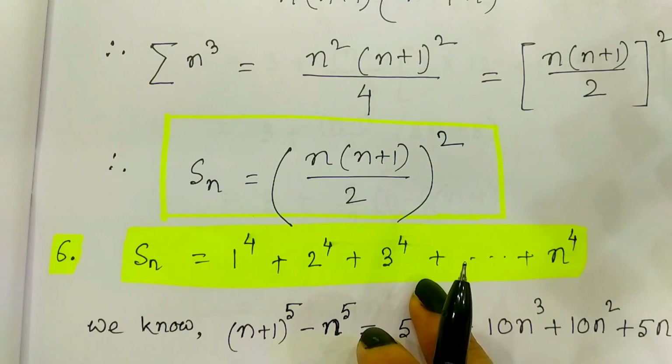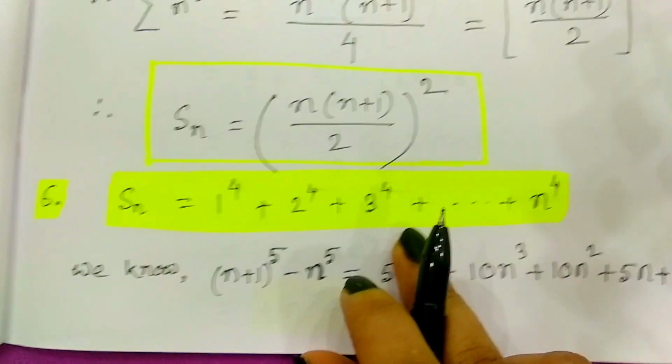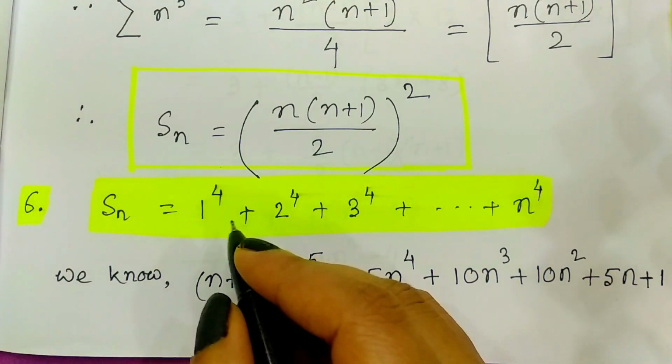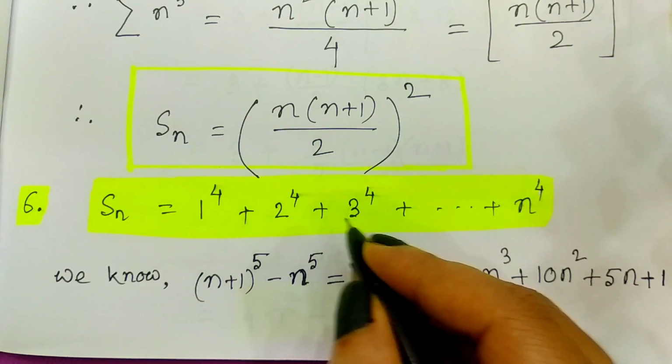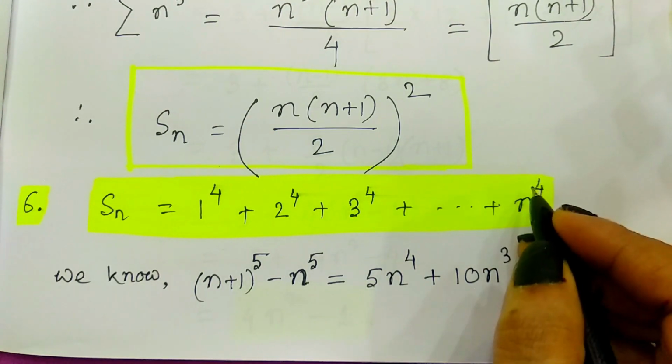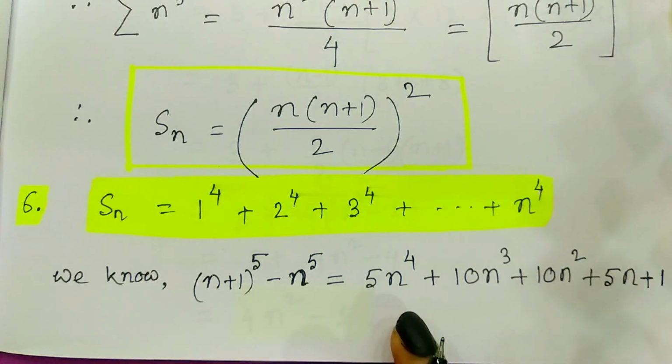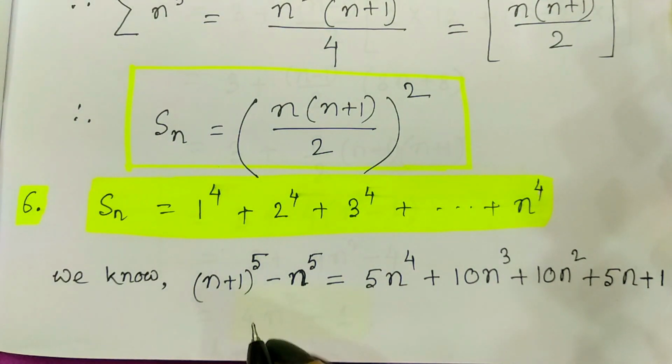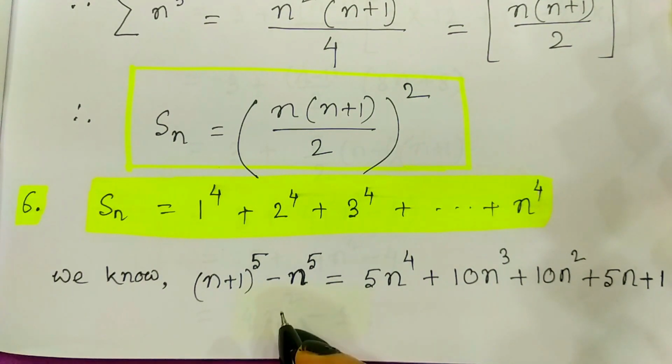Now one more series I have given to you. That one is this one. So Sn is equal to 1 to the power 4 plus 2 to the power 4 plus 3 to the power 4, likewise n to the power 4. For this one I am not going to give you the entire solution, but I am giving you just a hint of how we can proceed.